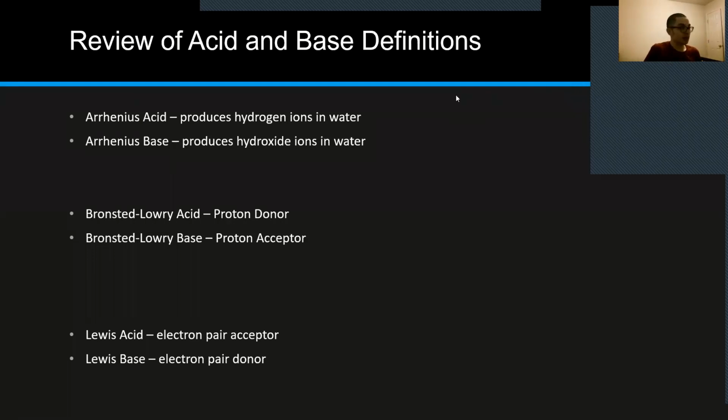So for acids and bases, we have three main definitions: the Arrhenius, the Bronsted, and the Lewis. In terms of the MCAT, the two definitions that are most important are Arrhenius and Bronsted, but you still need to know the Lewis definition. So we're going to delve a little bit deeper.